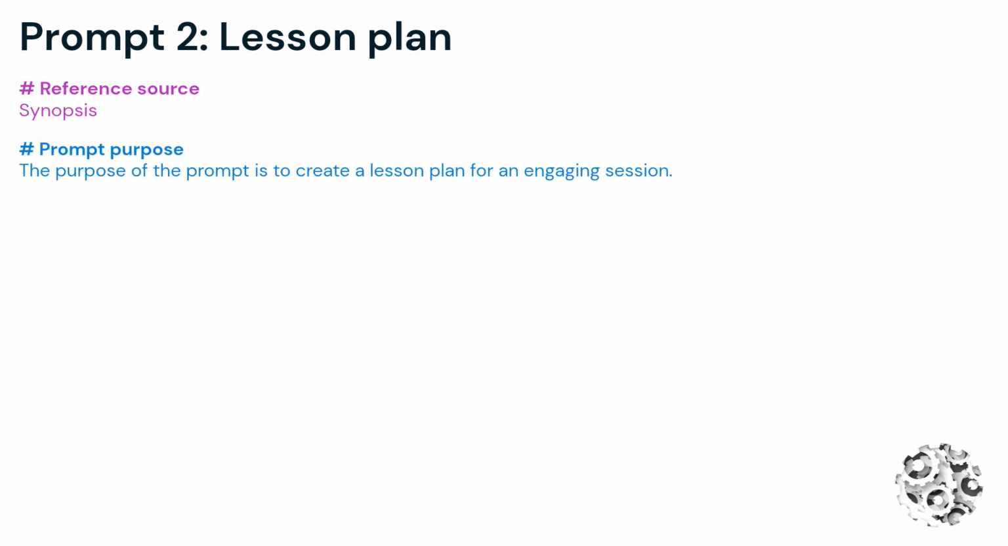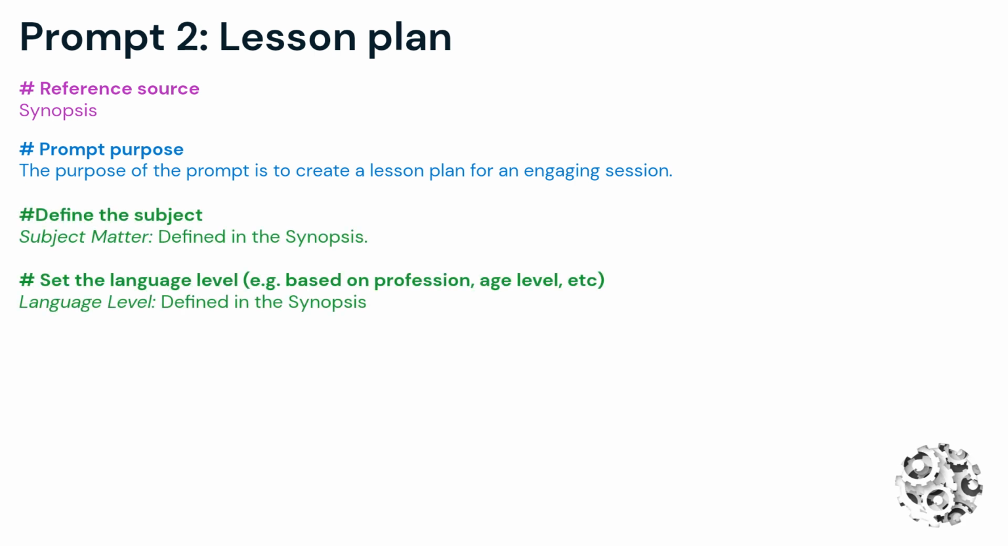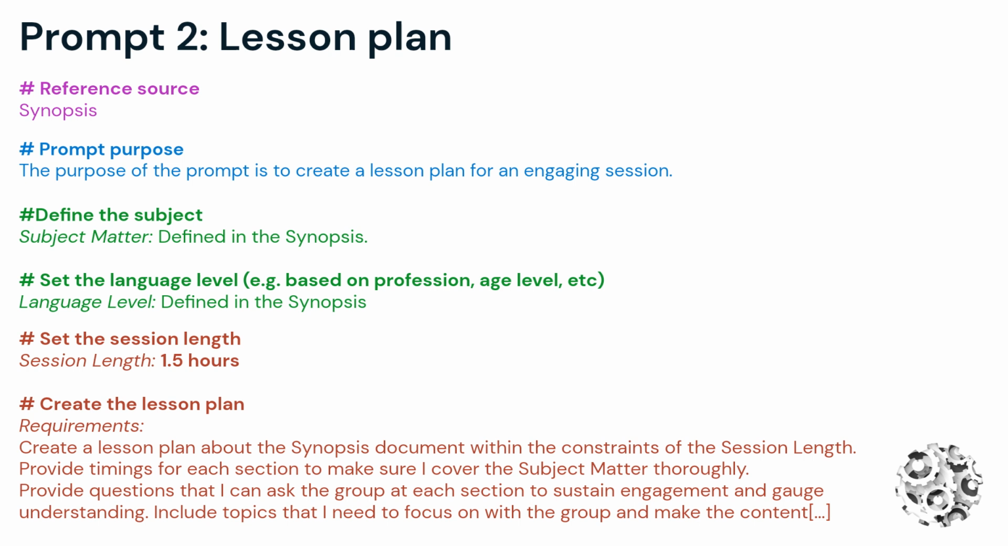Now that the synopsis is done, we can use the initial response to generate the lesson plan. We can use the definitions we processed in the first prompt, so all we're doing here is setting the length of the lesson, so for example, 1.5 hours. And then define the lesson plan based on the synopsis, including the timings, discussion questions to engage the class, and the topics that will be added.